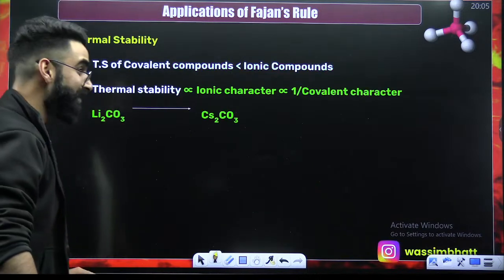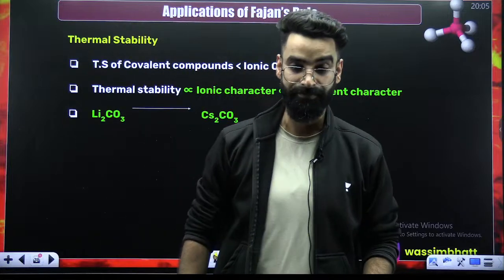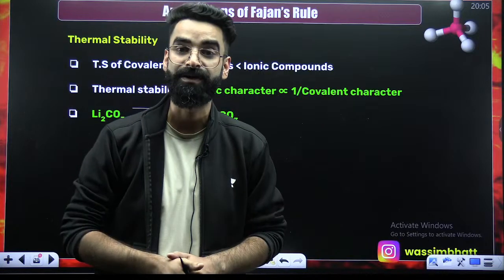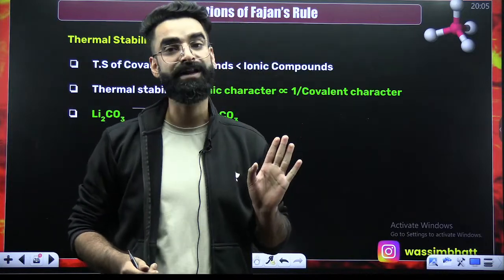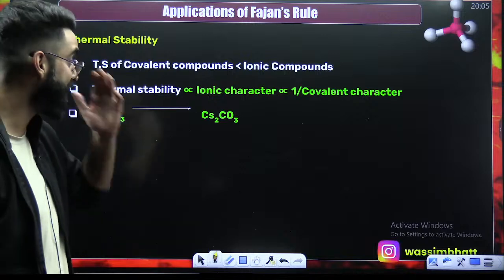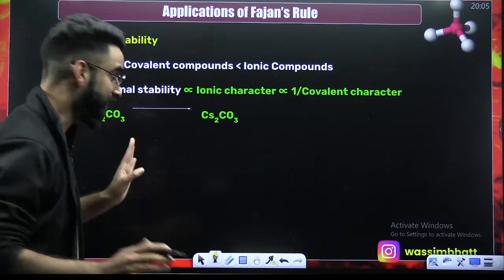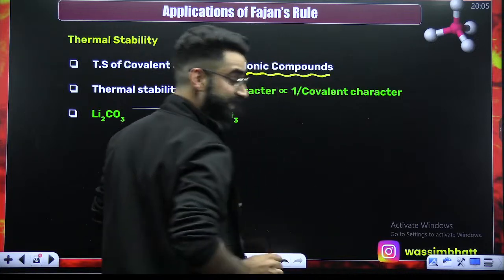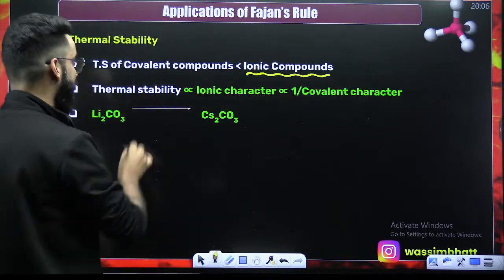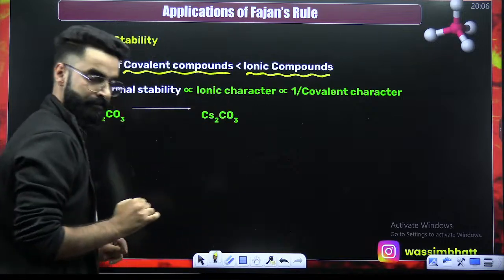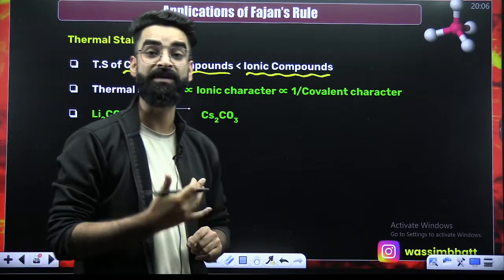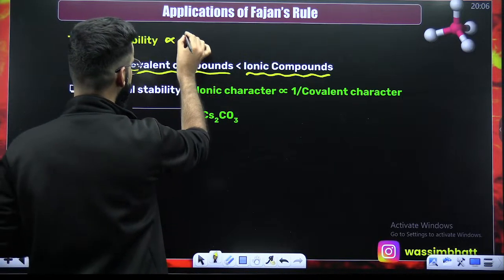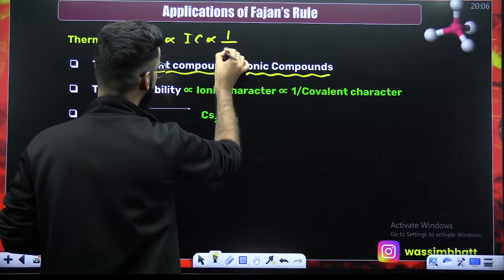One more question can be asked that is based on thermal stability. You would have seen those sort of questions, which one is thermally more stable. Again, Fajan's rule is going to help us in that. How exactly? Understand. Remember again, thermal stability of ionic compounds will be greater than that of thermal stability of covalent compounds. Ionic compounds have got more thermal stability than covalent compounds. Or I can say something like this: thermal stability is directly proportional to ionic character, inversely proportional to covalent character.